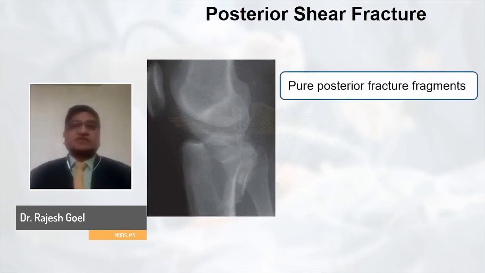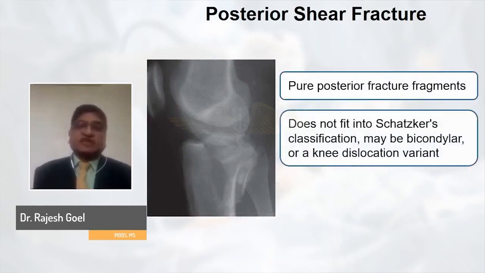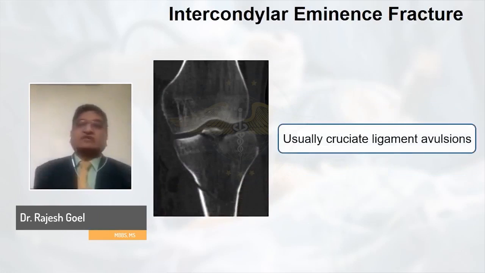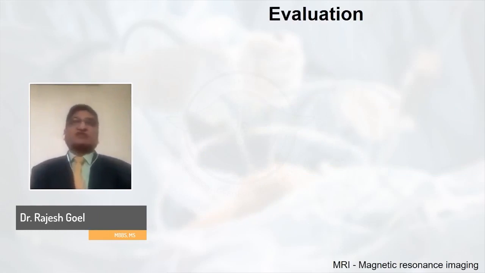Sometimes there is a posterior shear fracture, which does not fit into any of Schettker's classification, and it needs a posterior approach for fixation. Sometimes there is only an intercondylar eminence fracture, which usually involves cruciate ligament avulsions. So next we come to the evaluation of the patient.